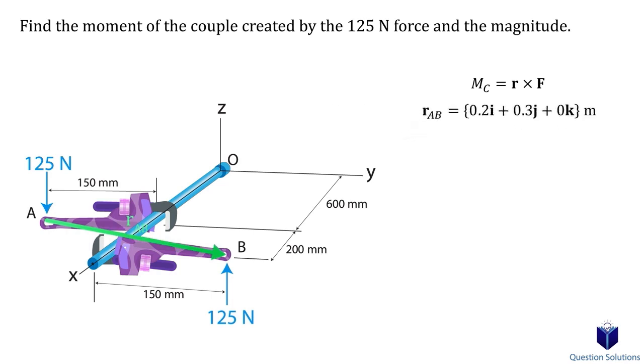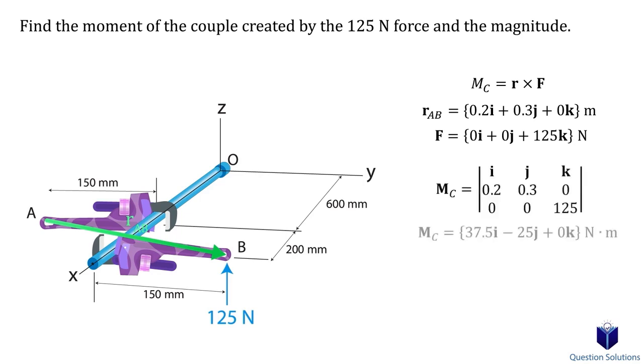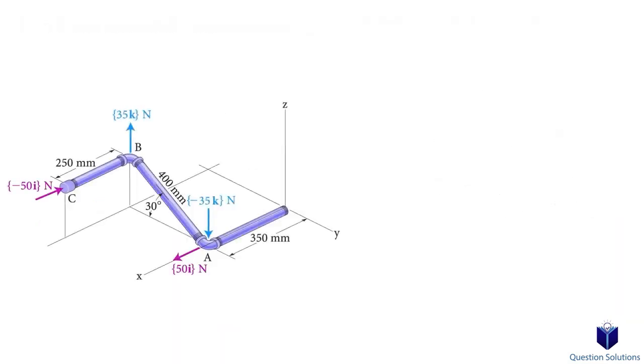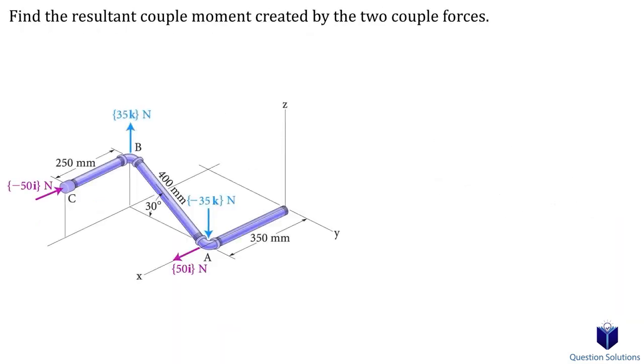Since our position vector goes from points A to B, the moment of the force at point A is 0, so we ignore it. The force at B is straight upwards, so it'll just have a positive k component. Now that we have a position vector and a force, we can take the cross product. The question also asks for the magnitude of this moment. Those are our answers.